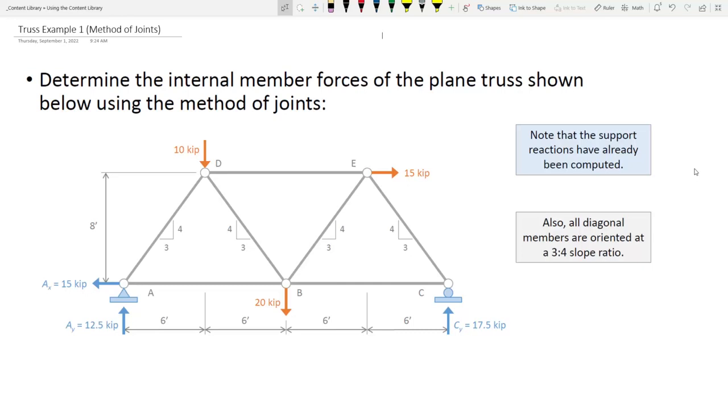Trusses, by their very nature, are going to have members that are horizontal, members that are vertical, and members that are diagonal. The diagonal members are going to be at some slope ratio. This truss is configured in such a way that all of the diagonals are at the same slope ratio. The next truss that we deal with is going to have members at different slope ratios. To be clear, once you learn how to do a truss, you've pretty much figured them all out.